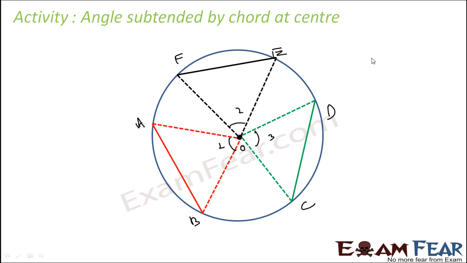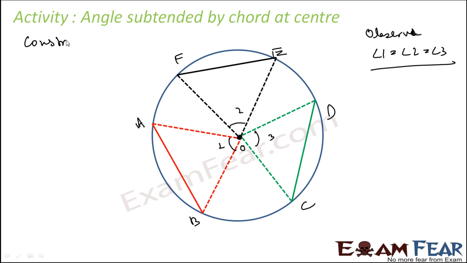So what you will observe, that angle 1 is equal to angle 2 is equal to angle 3. Right? So what you have constructed? You have constructed 3 chords where AB is equal to CD is equal to EF. So you have constructed 3 chords in the circle, and then you have constructed these 3 angles also.